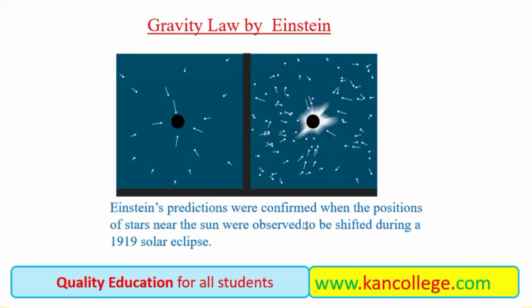Einstein's predictions were confirmed when the positions of the stars near the sun were observed to be shifted during the 1919 solar eclipse. Without a solar eclipse and with a solar eclipse, there are different positions of stars. It means that in the presence of the heavy mass of the sun, the starlight coming to the earth shifted its path. Because of that, the image of the stars looks to be at a different position.